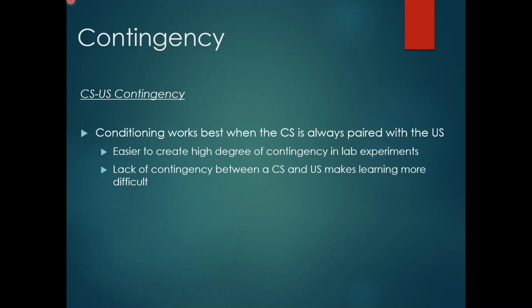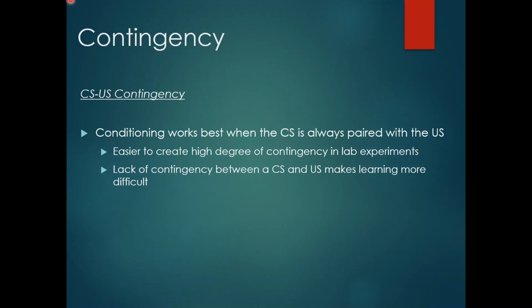Because of that fact, associations don't necessarily form as quickly or as strong in real life as they do in research. The important point here is that a lack of contingency, meaning that sometimes that conditioned stimuli is presented without the unconditioned stimuli, or the other way around, when we have that lack of contingency between those variables, learning becomes very difficult.